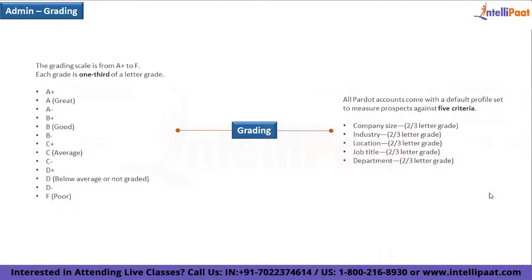Makes sense? Okay. So 2 to 3 letter grades. It can be A plus or A minus or something, depending on your requirement. So it's 2 to 3 letter grades. You can assign them. If the company size is 1,000 to 5,000, what is the grade you are giving? If the company size exceeds 10 plus thousand, or let us say there is a director who is managing a company size of 5,000.